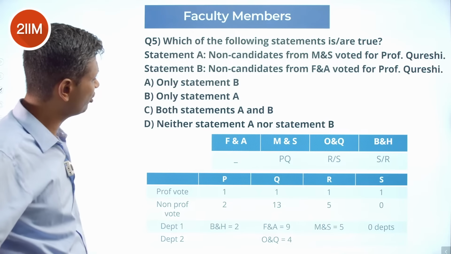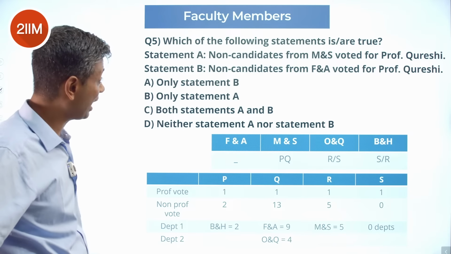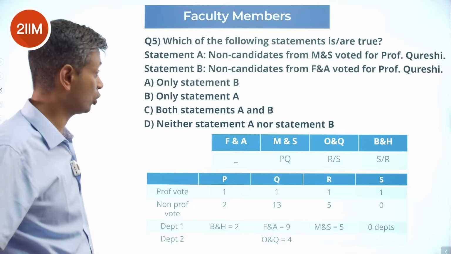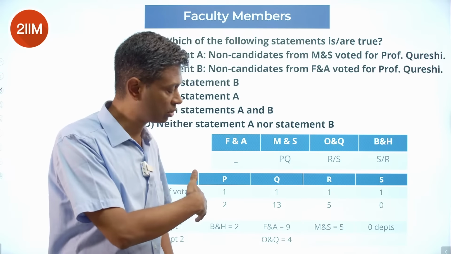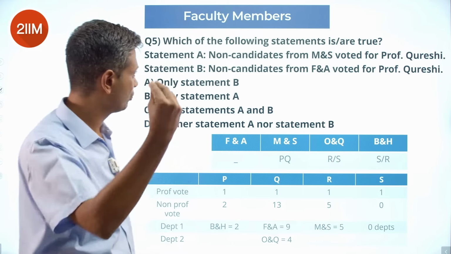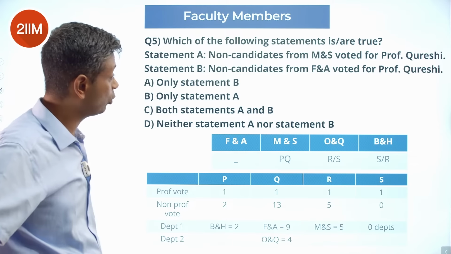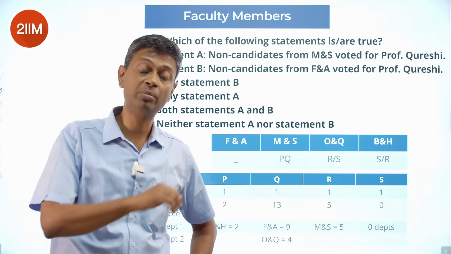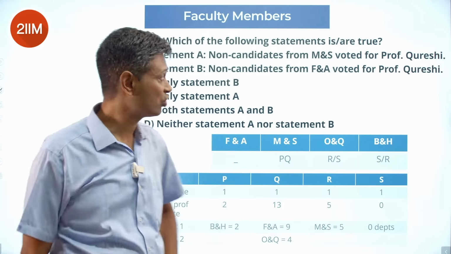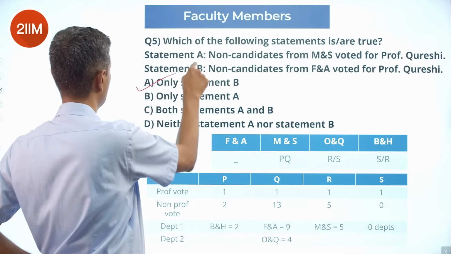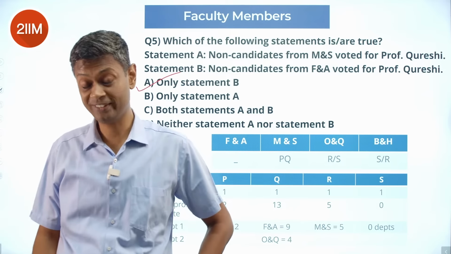Which of the following statements is true? Non-candidates from MNS voted for Professor Qureshi. No, Professor Qureshi is from MNS. Non-candidates from MNS voted for Professor Ramaswamy. Non-candidates from F&A voted for Professor Qureshi. Yes, indeed. Everybody from F&A voted for Professor Qureshi. They were all non-candidates. Statement B is true. A is not true. Only B. Done.